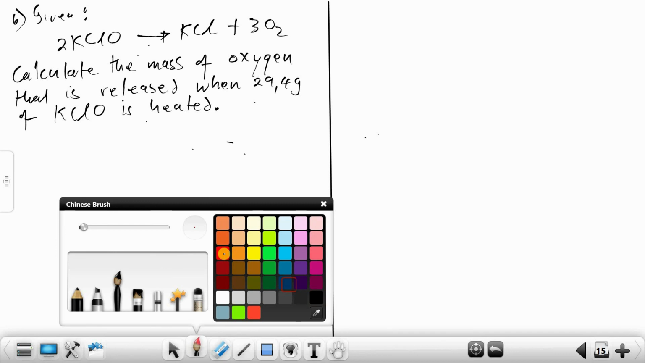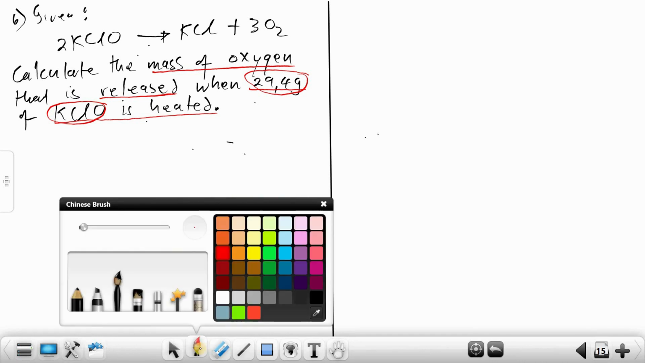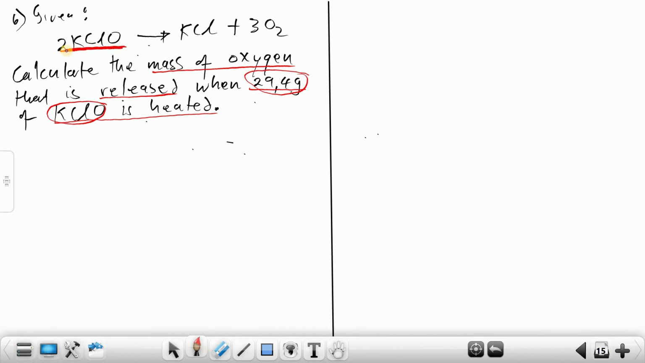Now, calculate the mass of oxygen that is released when 29,4 grams of KClO3 is heated. So it says this information that we have is for that. Can I calculate the number of moles? Yes, I can. But what is it that I am working with? I am working with this information here.